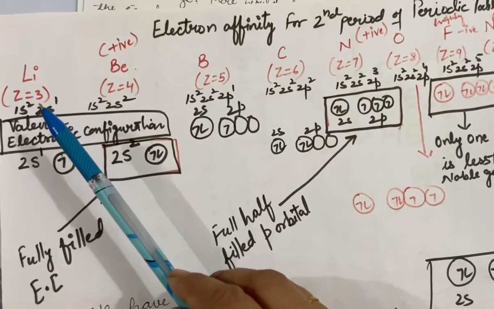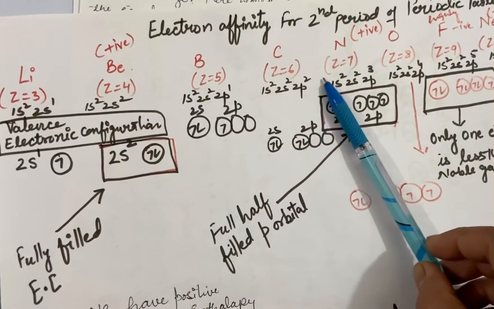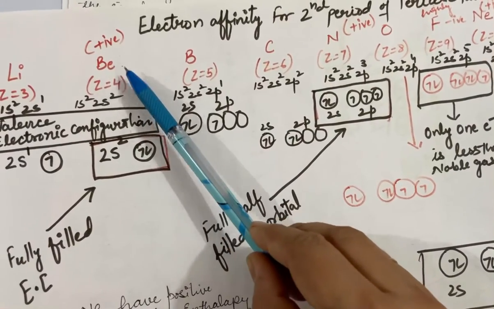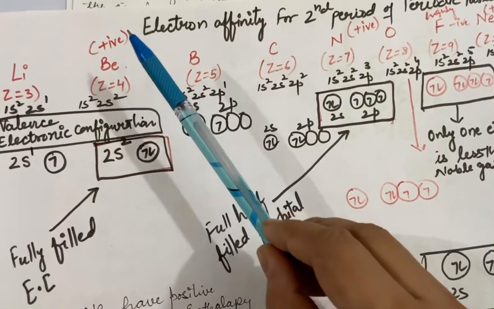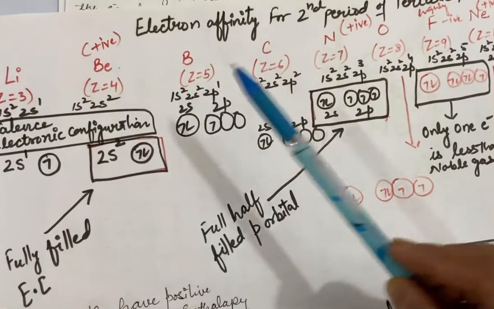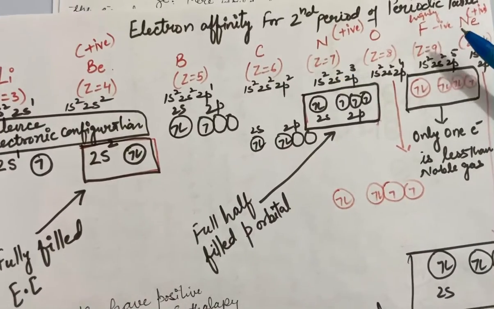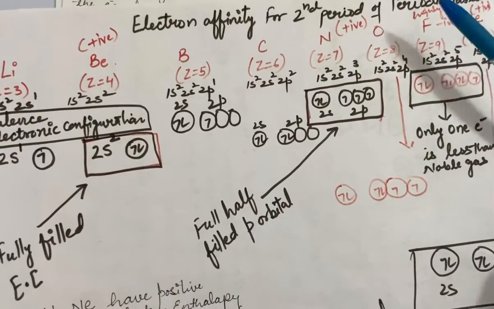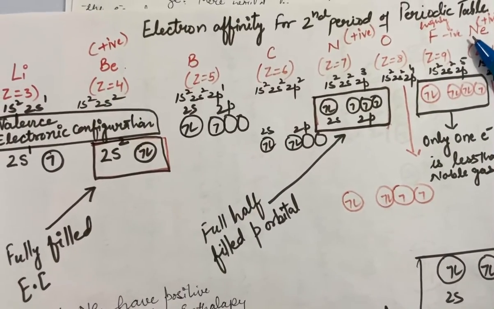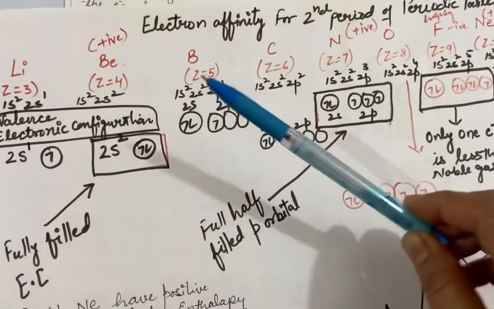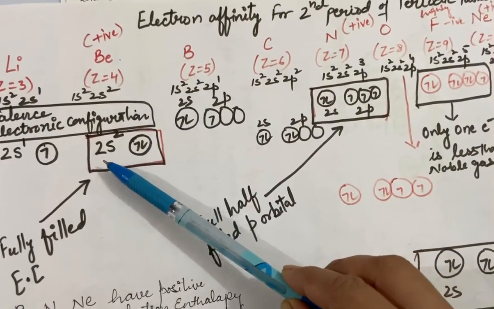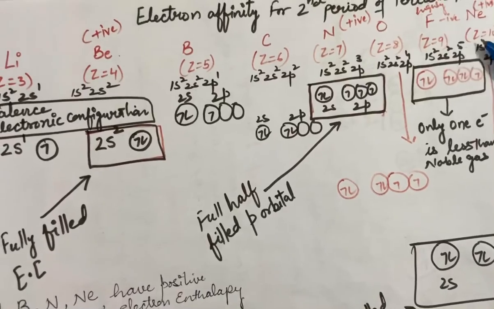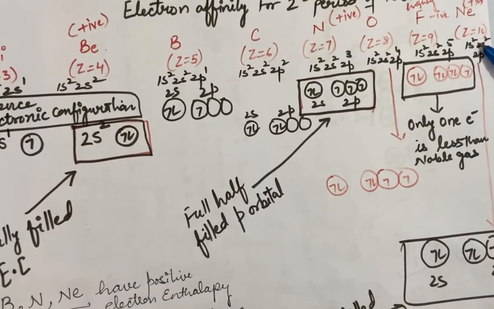As a rule, electron affinity should increase as we move along the period, but the electron affinity of beryllium is positive, meaning we have to supply some energy from outside to add an electron to beryllium, and also to nitrogen and neon, a noble gas. Why are these unexpected values there? This is due to the reason that beryllium has fully filled electronic configuration 2s2, nitrogen has half filled electronic configuration 2p3, and noble gases have fully filled 2s2 2p6 configuration.